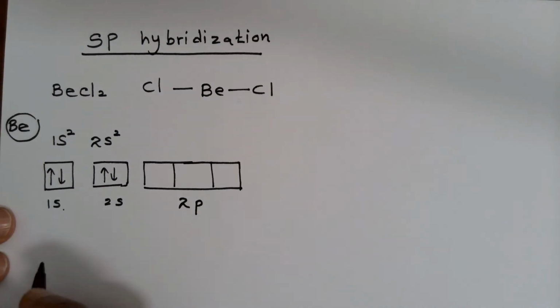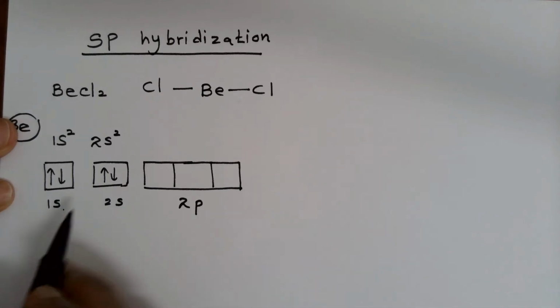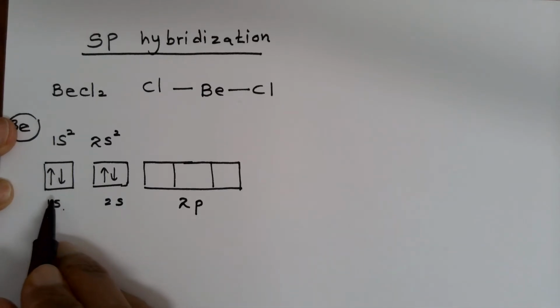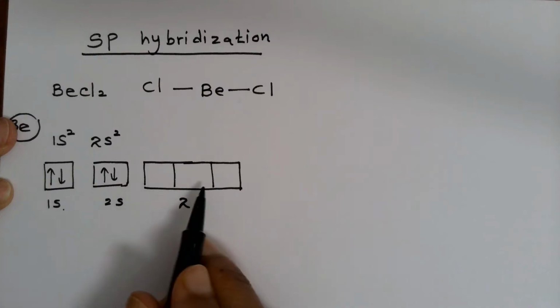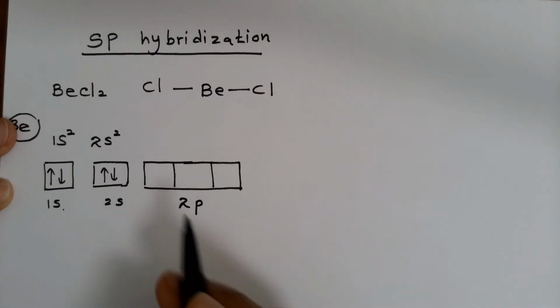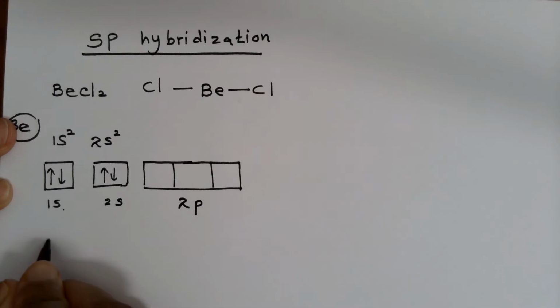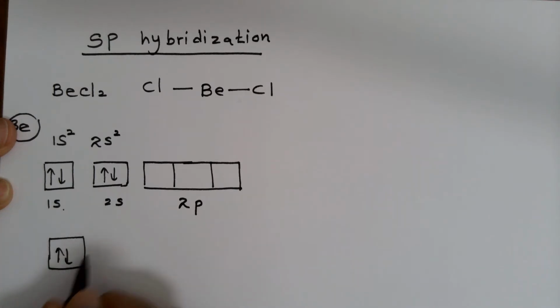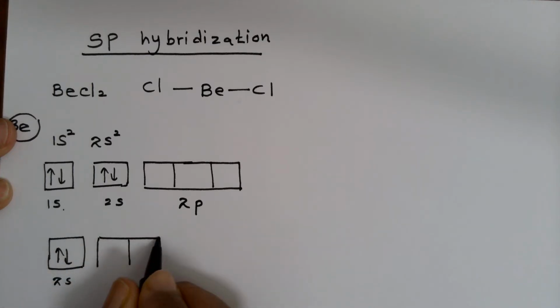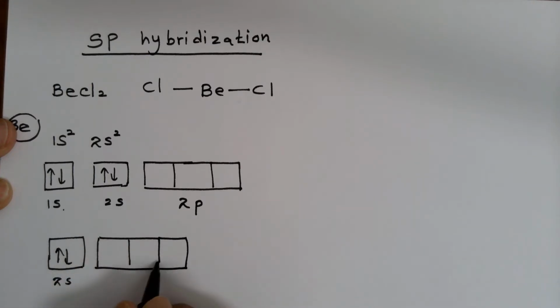Our second step is electron promotion in the valence shell. Now we don't need the inner shell, the 1s shell, we need only the outermost shell or valence shell. So let's write the valence shell again here: 2s, and in the 2p level there are 3 p orbitals without electrons.